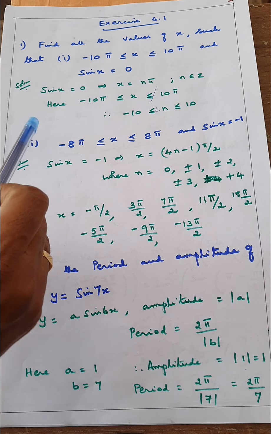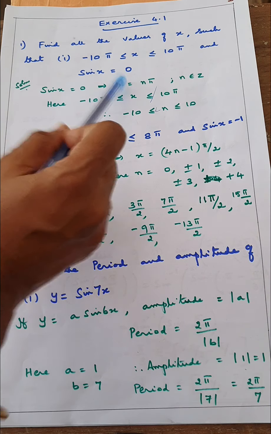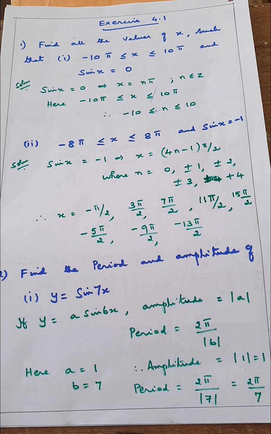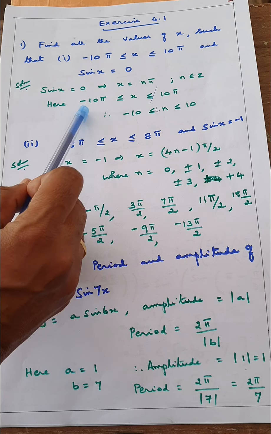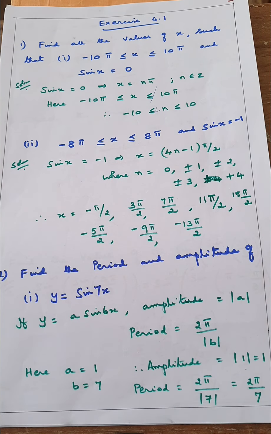So what do you know the solution for sin x is equal to 0? We know that x is equal to n pi, where n belongs to the set of integers. So that is the solution for sin x is equal to 0. Now combined with minus 10 pi less than or equal to x less than or equal to 10 pi, we have in the place of n minus 10 and this side here 10. So therefore minus 10 less than or equal to n less than or equal to 10. So that will be the values of x satisfying these two conditions.